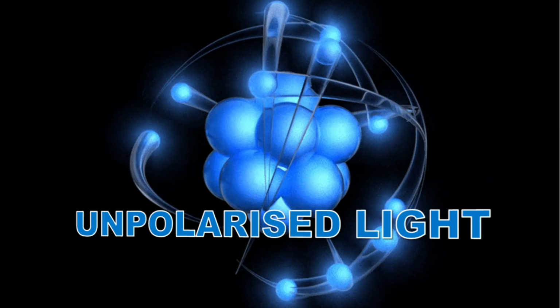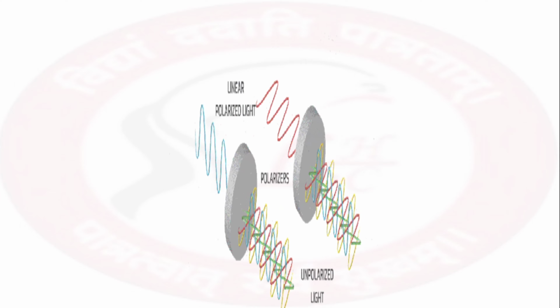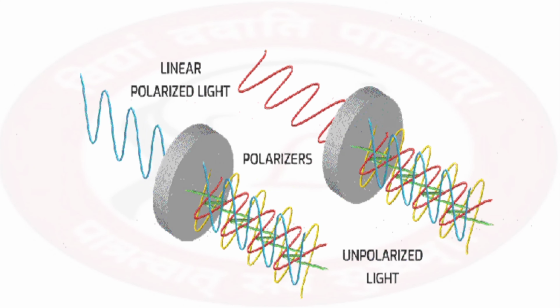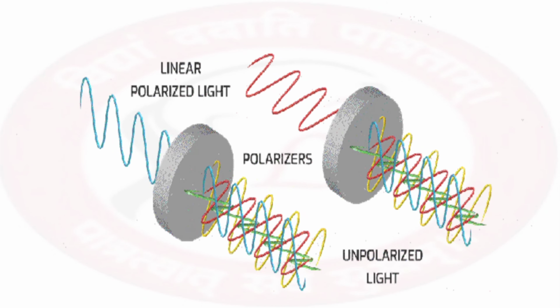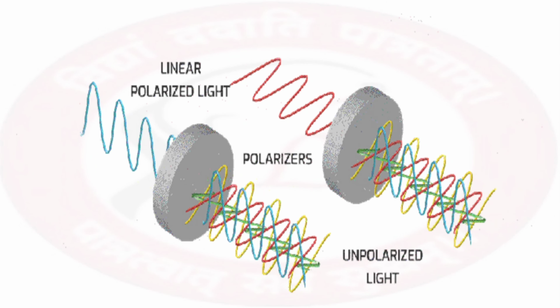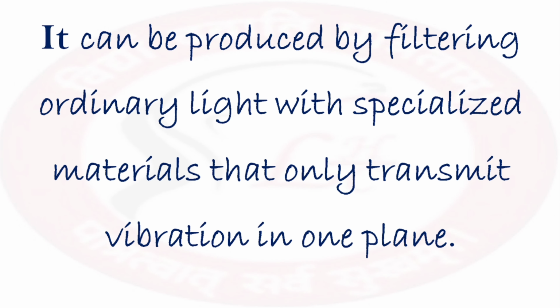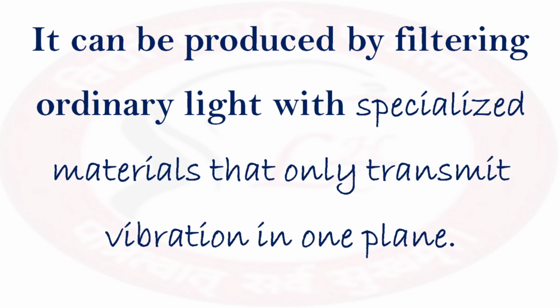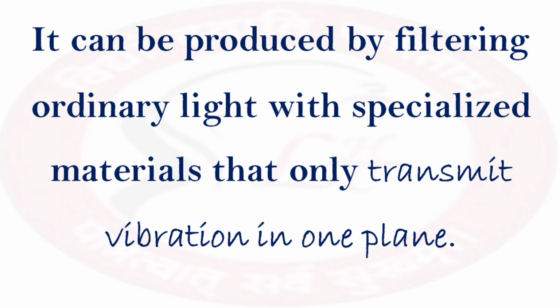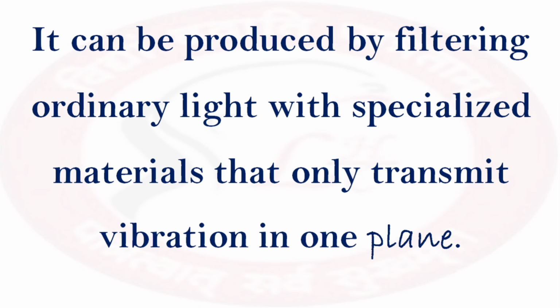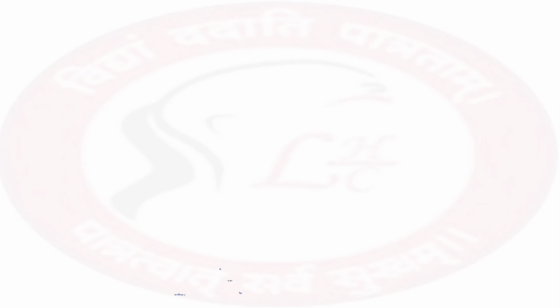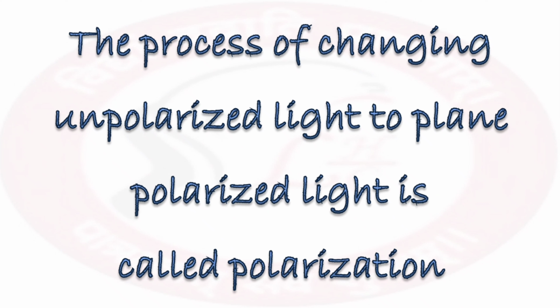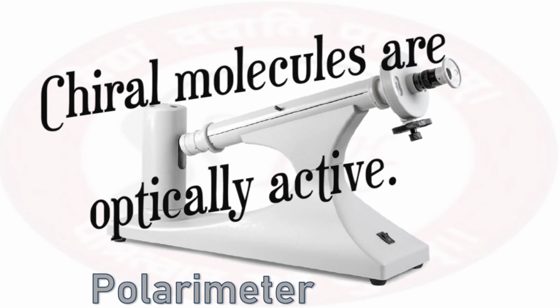Passing an unpolarized light through a polarizing filter, which is Nicol prism, allows the vibration specific to only a single plane to pass through, thereby achieving what is called a plane polarized light. And the process of converting an unpolarized light to a polarized light is known as polarization. Now, the chiral molecules are always optically active.